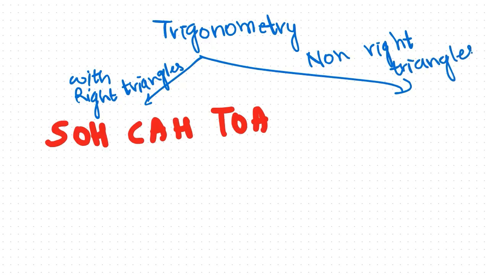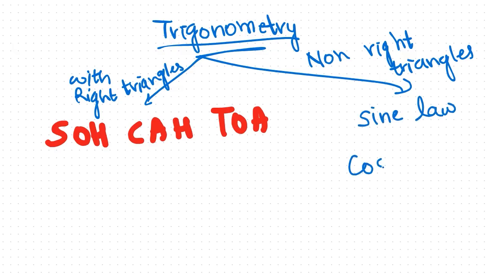For non-right triangles, what formulas of trigonometry can we rely on? That is the concept. So that is chapter number 8. There are two formulas, as far as your syllabus is concerned: sine law and cosine law in triangles.